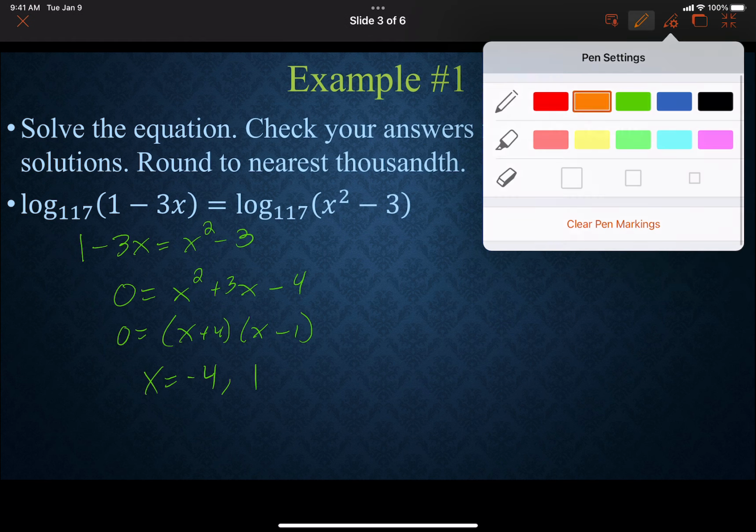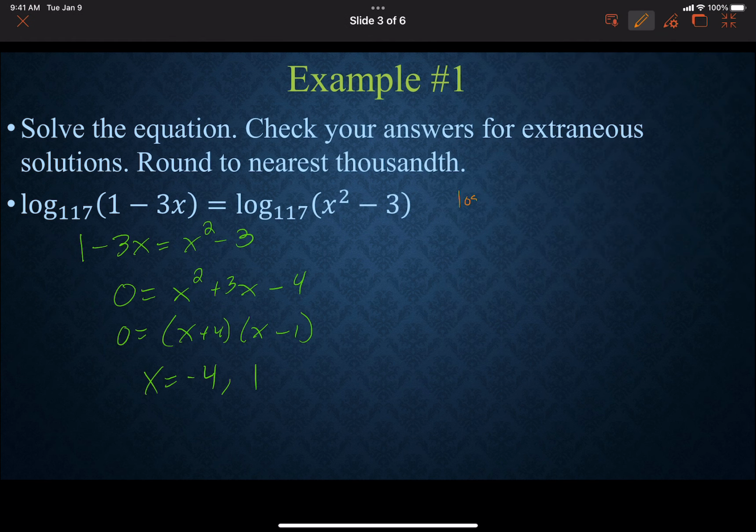So when we check both these answers, we have log base 117 of 1 minus 3 times negative 4, which becomes log base 117 of a positive 13. Because negative 3 times negative 4 is a positive 12, plus 1 is 13. On the other side, log base 117 of negative 4 squared minus 3 is also going to be a positive 13. So that part is good.